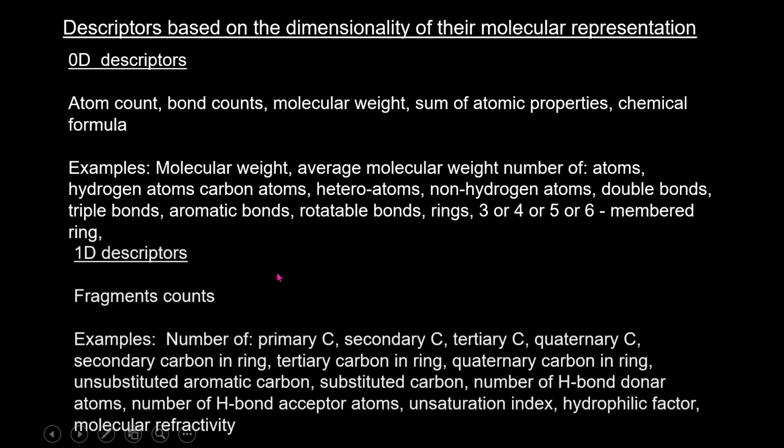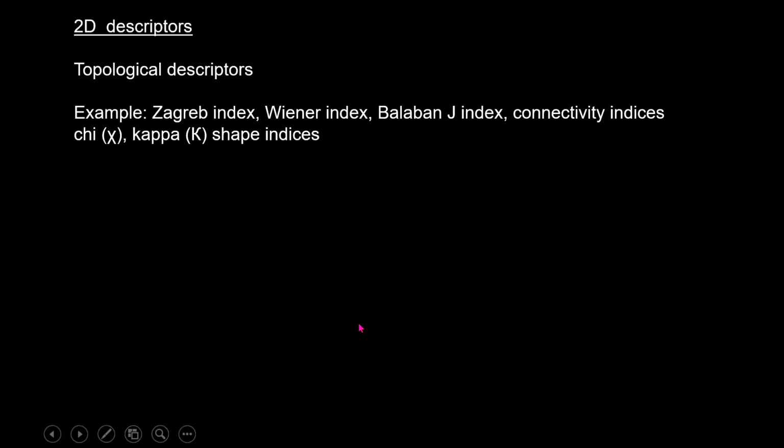Then we have first order descriptors like number of primary carbon, that is sp3 carbon, secondary sp2 carbon, sp carbon, quaternary carbon, tertiary carbon in a ring, carbon in a ring, aromatic carbon, like that, you know. They are called one-dimensional descriptors.